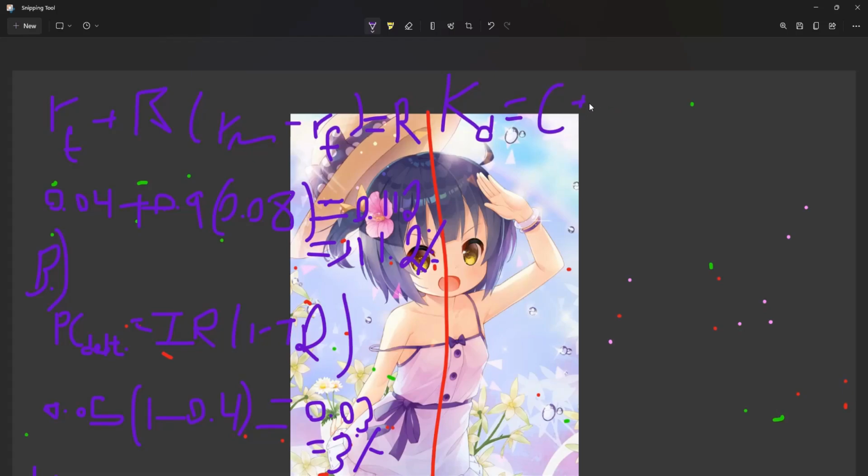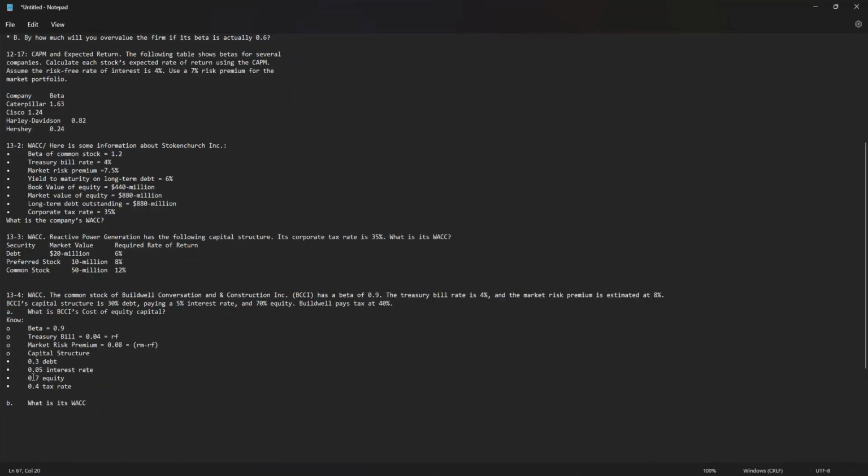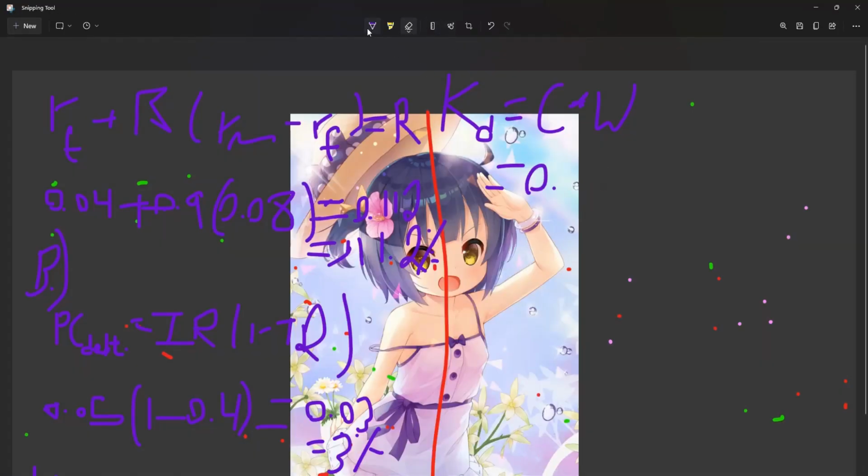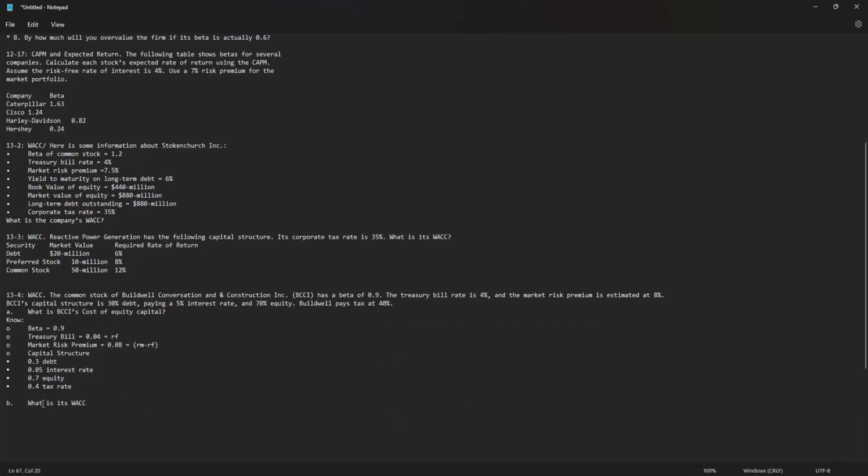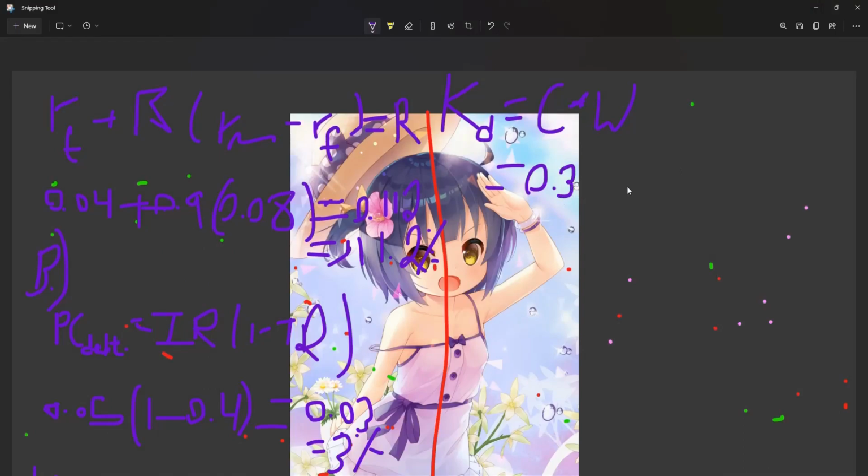It's cost times weight again, which in this case will be 0.7. The 0.7 once again comes from where it says equity here. Oh, my bad, that's from the previous one. This is why we check the question every so often, just to make sure that we don't make mistakes. From the debt, it says 0.3. As you can see, it says 0.3 debt. Therefore, it is going to be 0.3 multiplied by the weight, and the weight is already given to us in the question. BCCI's capital structure is 30% debt, or 0.3. Which in turn will give us 0.09 or 9%.